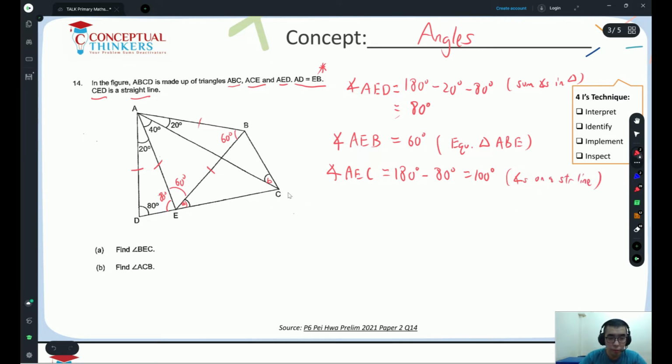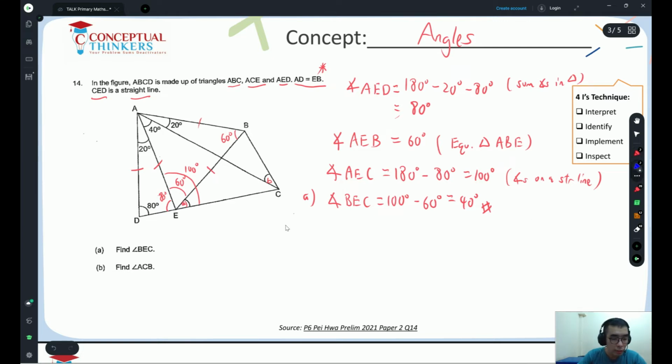So finally we can go and find our part A by finding this angle here. So angle BEC is equal to this, which is actually 100 based on what we found earlier, 100 degrees minus away 60 degrees. So this will give me 40 degrees as the answer for part A.